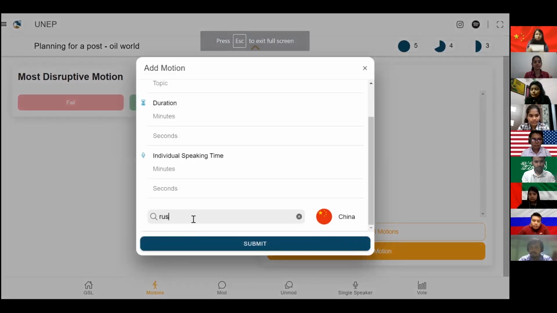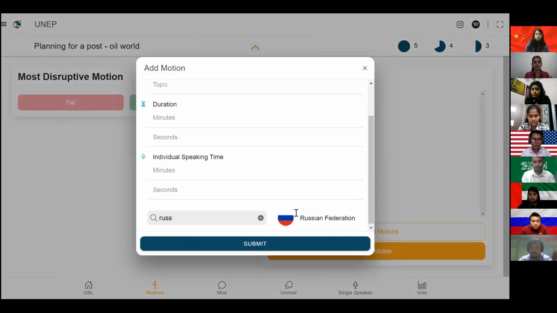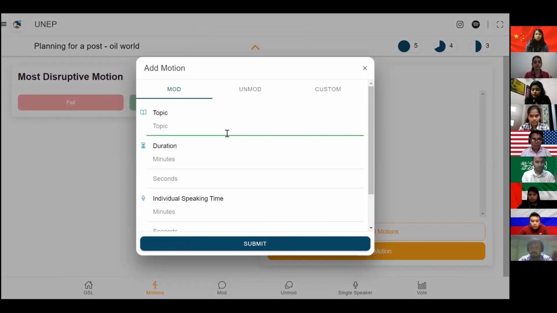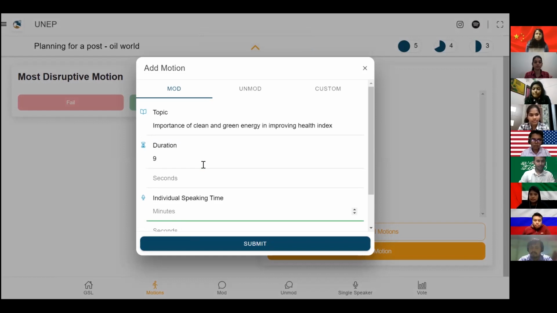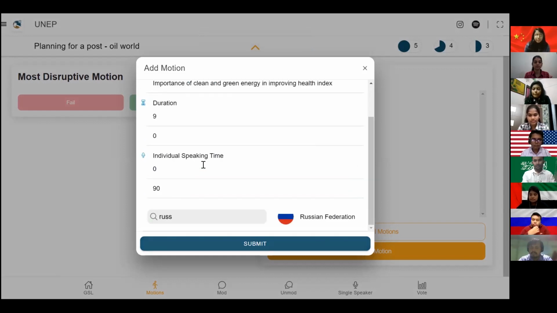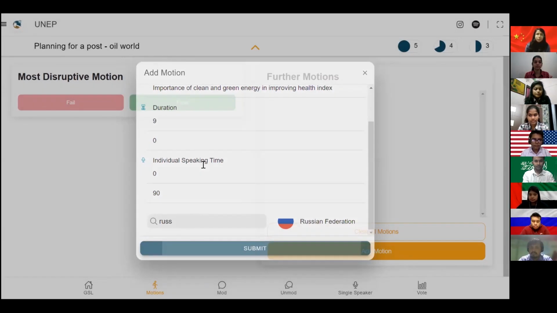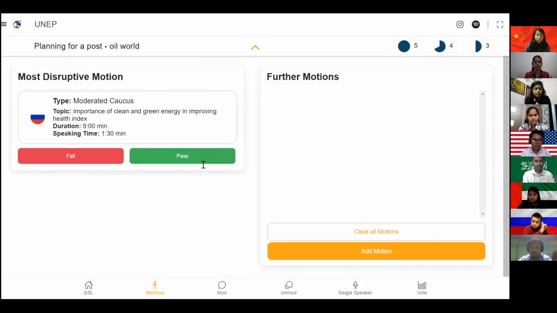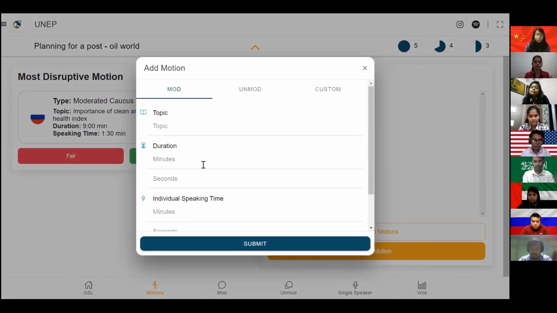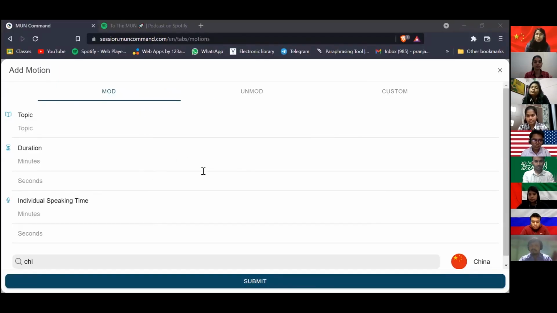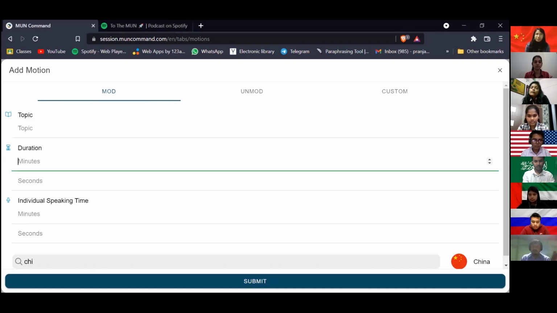The delegate of Russia would like to suspend the formal debate and enter into a moderated caucus on the topic importance of clean and green energy in improving health index for a total time of 9 minutes with individual speaker time 90 seconds. Thank you, delegate. Delegate of China, you're recognized. The delegate of China would like to suspend the formal debate and enter into a moderated caucus on the topic alternate source of energy for combating the issues of post-oil world for a total time of 5 minutes with an individual speaker time of 70 seconds.